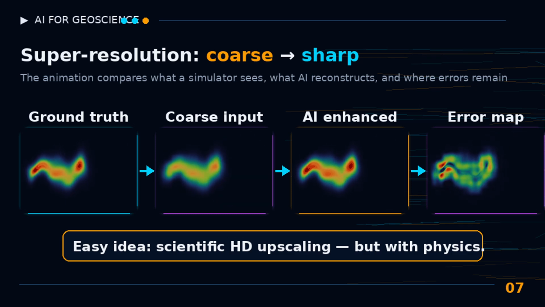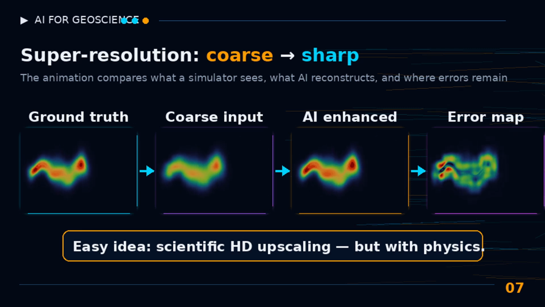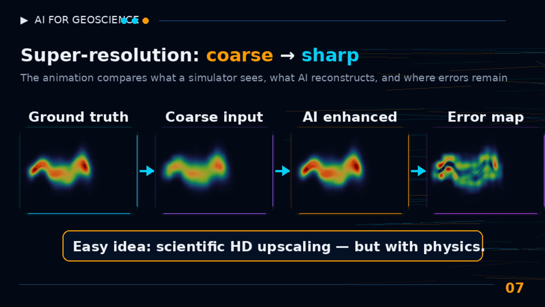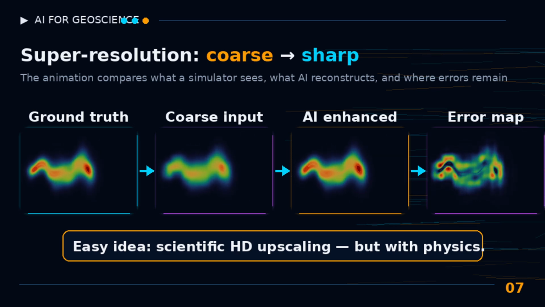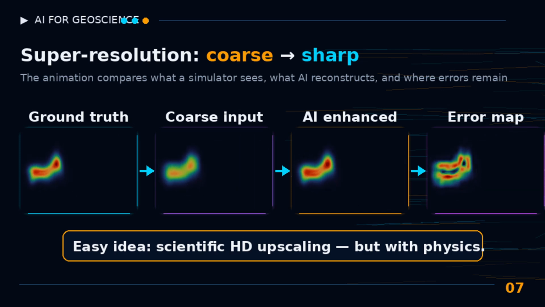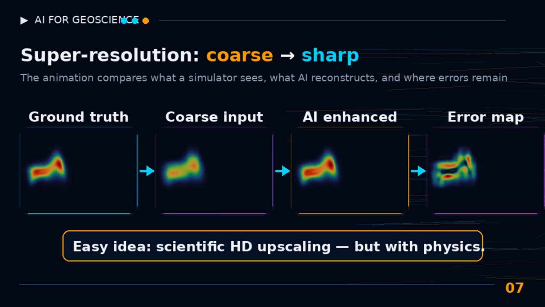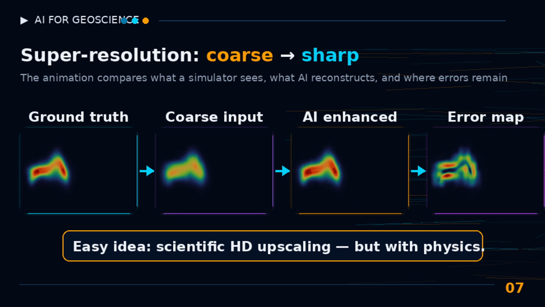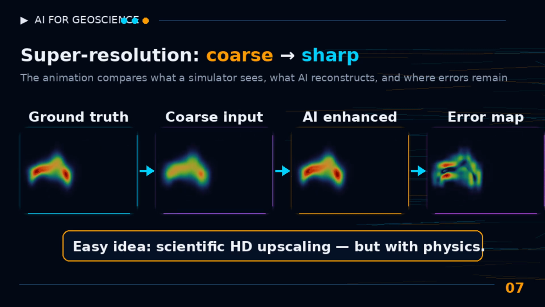Then, the AI-enhanced result tries to reconstruct the sharp field from the coarse input. This is similar to scientific high-definition upscaling. But here, the goal is not only to make the picture look nice. The model should recover physically meaningful features. Finally, the error map shows where the AI prediction is still different from the ground truth. This is very important because the error map tells us where we should be careful.